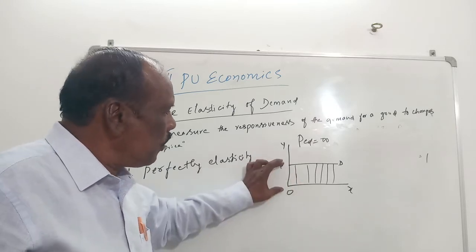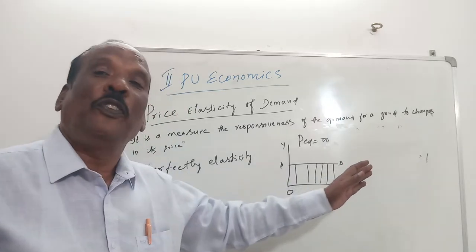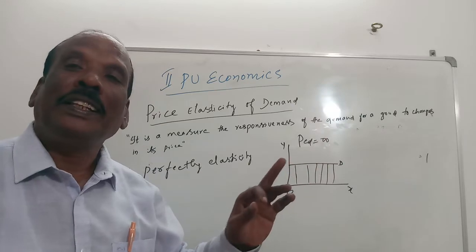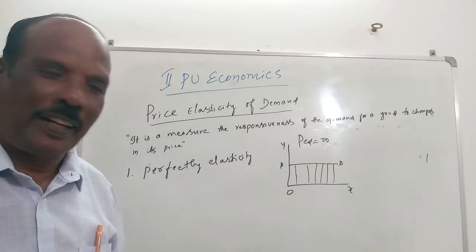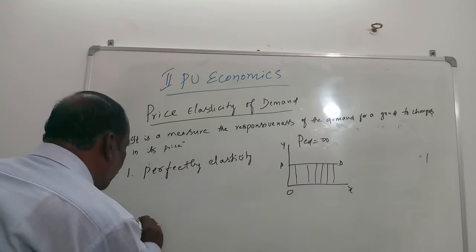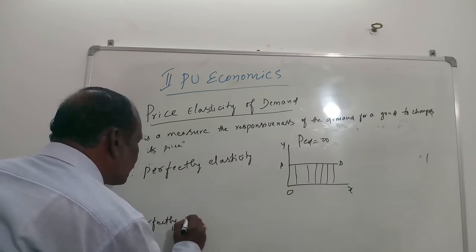Horizontal. So OP is this much and demand goes on increasing infinitely, and that is why it is called PED is equal to infinite. Okay, now let's go to perfectly inelastic.